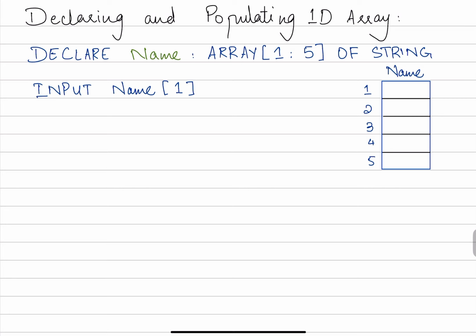So now let's say if the user is going to enter Ali, it is going to be stored on the first floor. Okay. And then you can write 1, 2, 3, 4, 5, or whatever the address is.